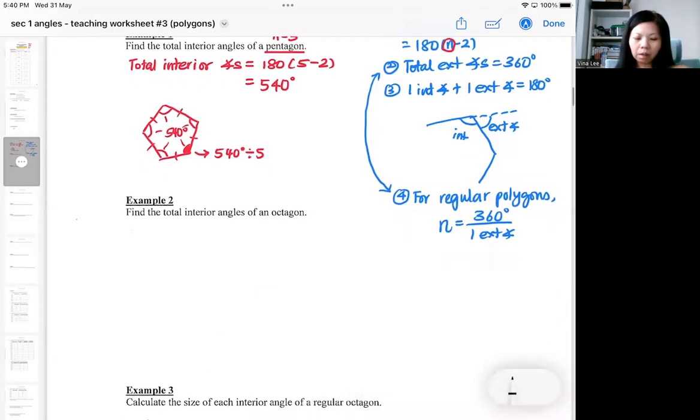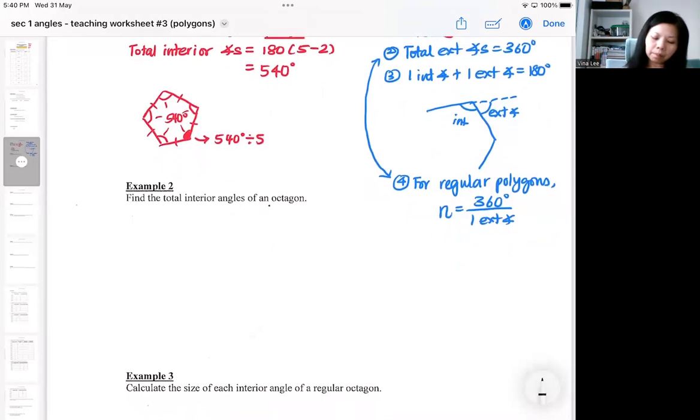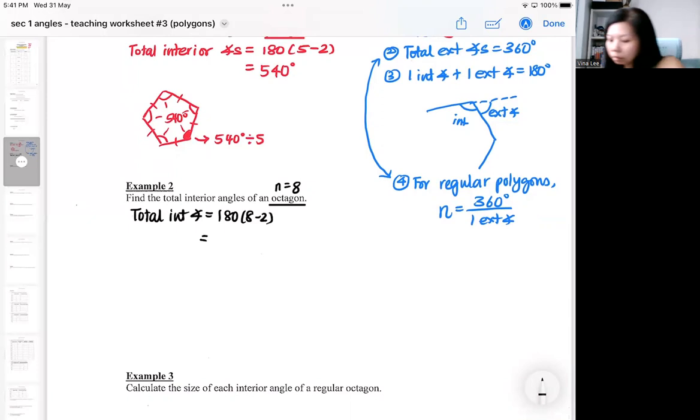Then in the next one, the total interior angle for an octagon. One way to remember, like I mentioned, is that it's like an octopus. So there are 8 sides, and the total interior angle will be 180(8 − 2). You will see that it's a lot, because in an octagon there are 8 sides, so there are 8 interior angles. Of course, if there are 8 of them, they add up to a lot.